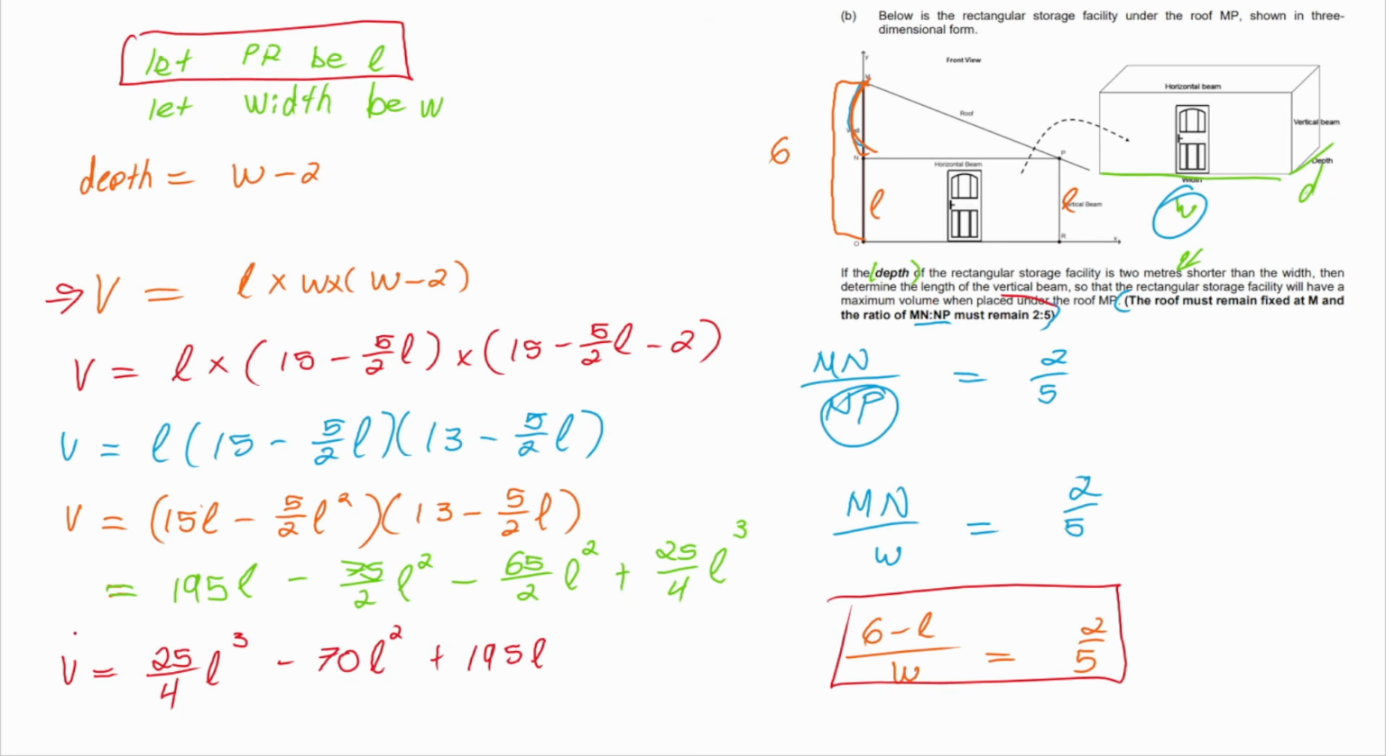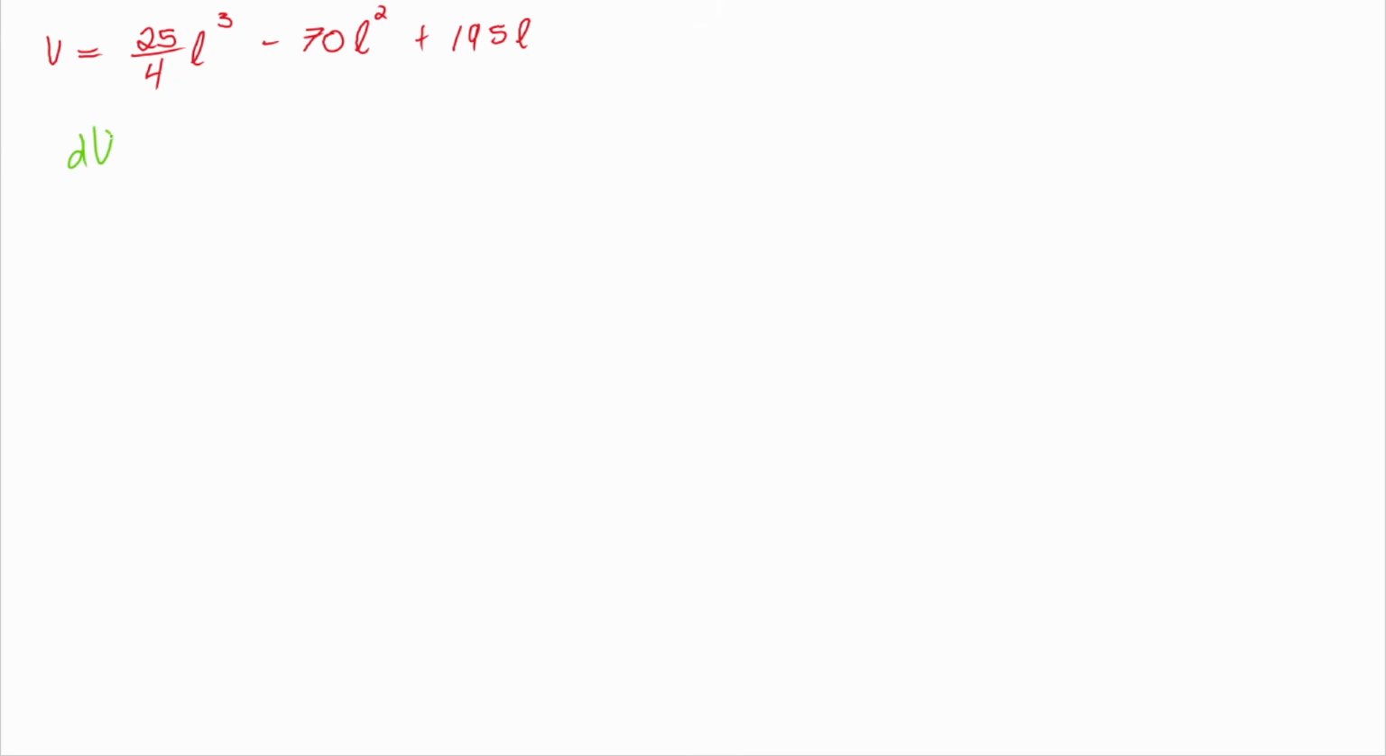So what we do is we take the first derivative. We're differentiating V with respect to the variable L. Okay, here's our V. So we apply our normal rules of differentiation, right?